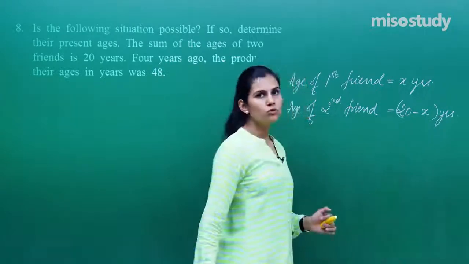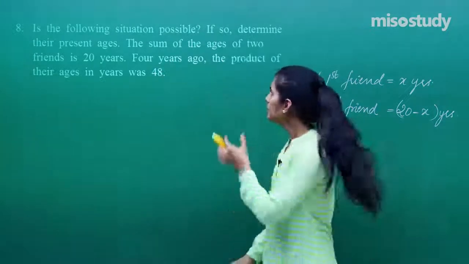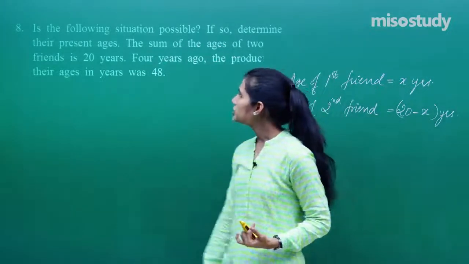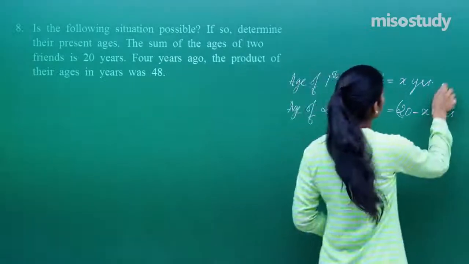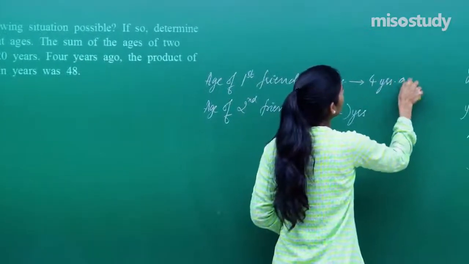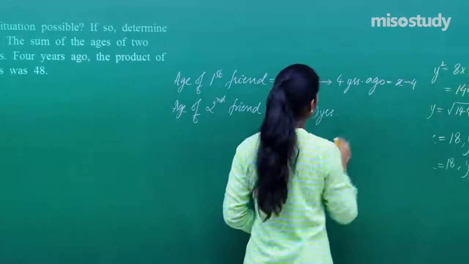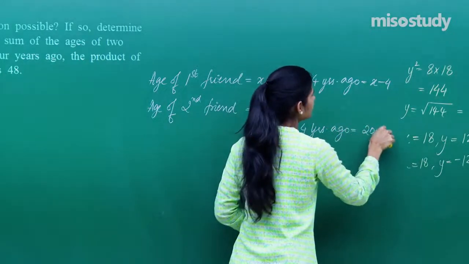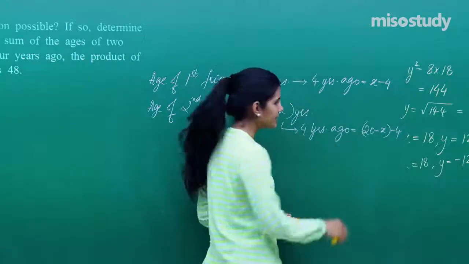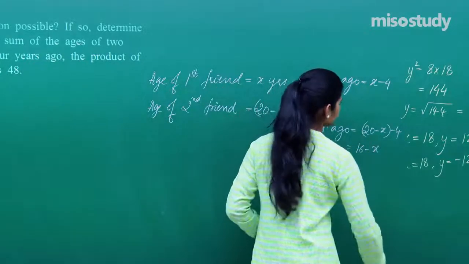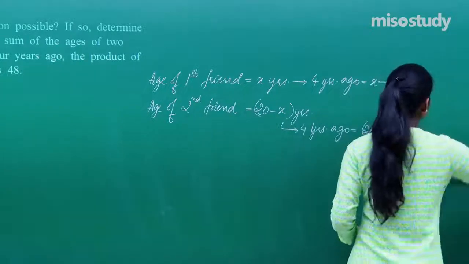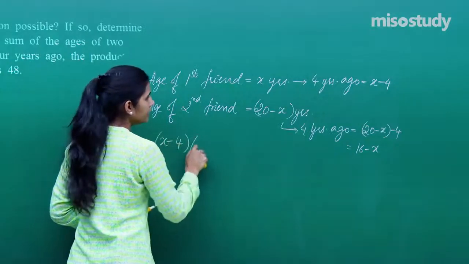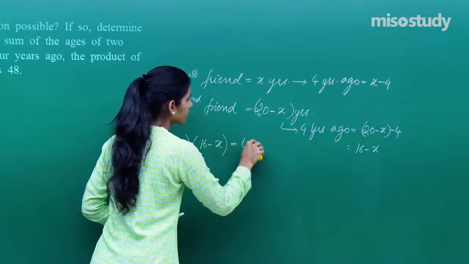Now I have taken the ages of the two friends such that when you add them you get 20. Further it says the sum of the ages of two friends is 20, and 4 years ago the product of their ages was 48. So if right now his age is x years, 4 years ago it is x minus 4, and the other's age 4 years ago is 20 minus x minus 4, that is 16 minus x years. So 4 years ago, if these are their ages, the product is given to be 48. So you have (x minus 4) into (16 minus x) equals 48.